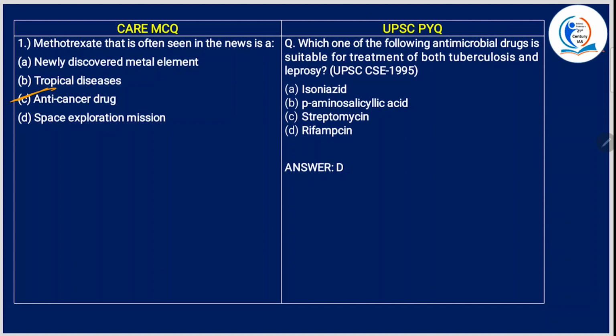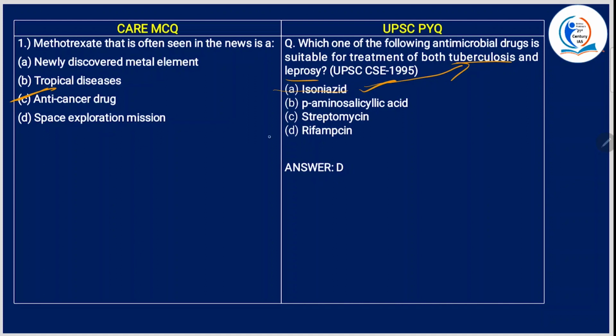Now, previous year question. Which one of the following antimicrobial drugs is suitable for treatment of both tuberculosis and leprosy? First is isoniazid. Isoniazid is an antibiotic. That is correct. And it is a first line agent for prevention of tuberculosis but not leprosy. So, this is true for tuberculosis but not leprosy. Alright. So, you should eliminate this.